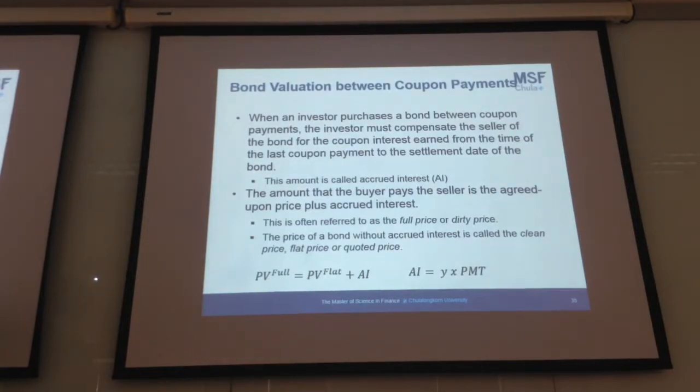Here it is a proportion of the time. Why a proportion of the time? Since the last coupon payment until the settlement date, divided by the number of days between the last coupon payment and the next coupon payment. I'll show you this again on the next slide.